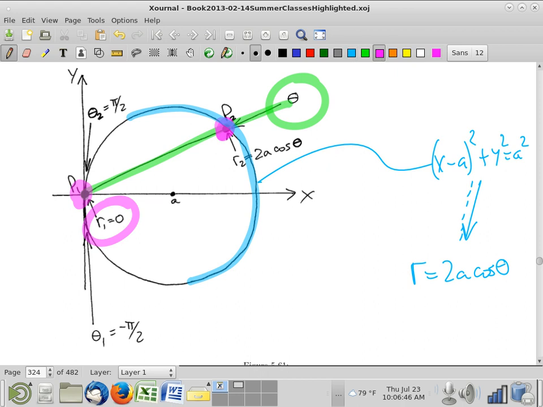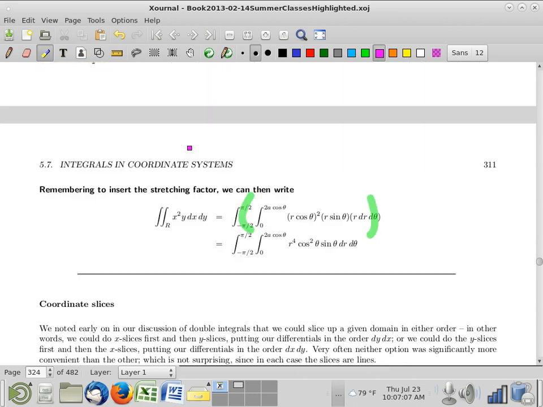And so that point is on that blue curve with that equation. And so there's the ending value of r, 2a cosine theta. So we're going on, r goes from 0 to 2a cosine theta, like so. And again, you can combine the integrand, collect terms together. Don't forget your stretching factor. Again, world's easiest mistake to make. Forget your stretching factor. How we doing? Everybody happy?